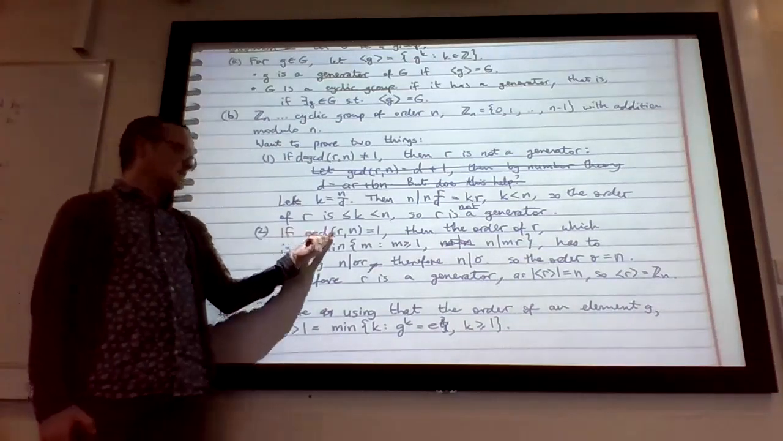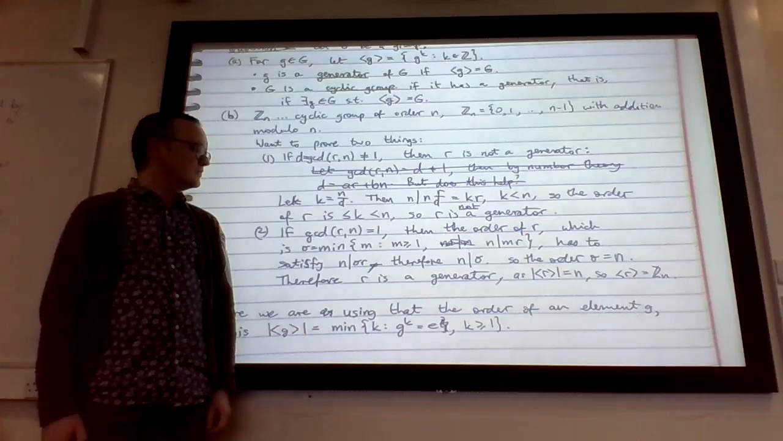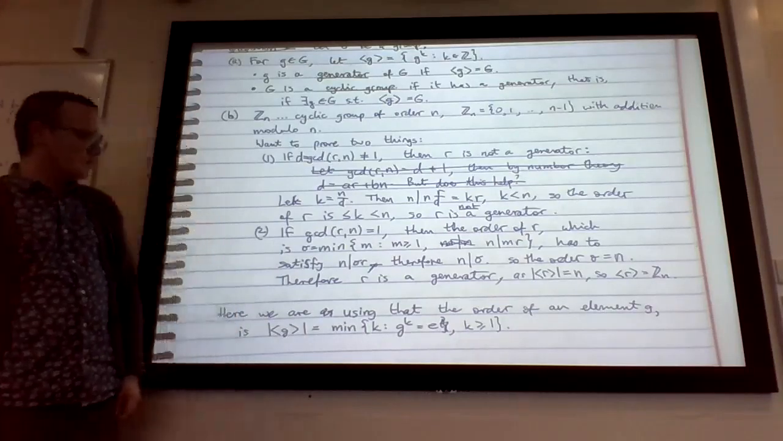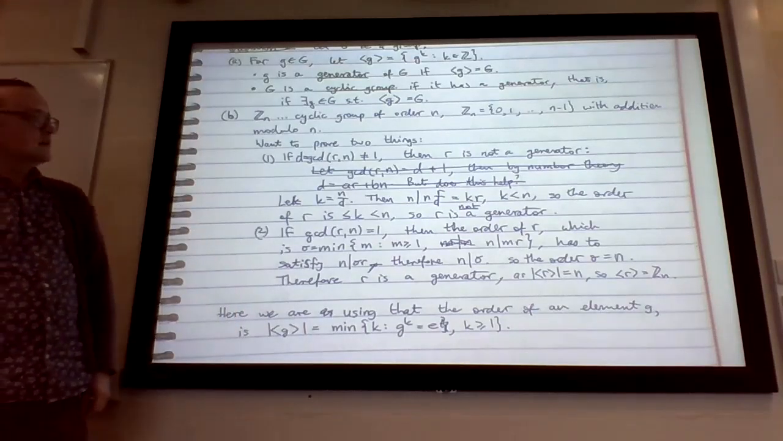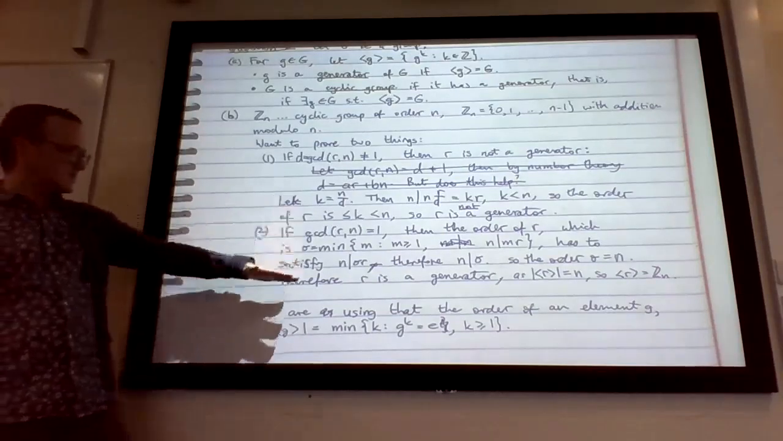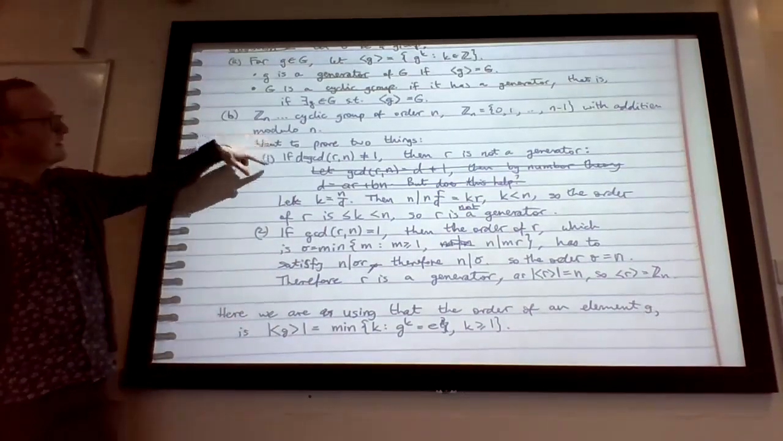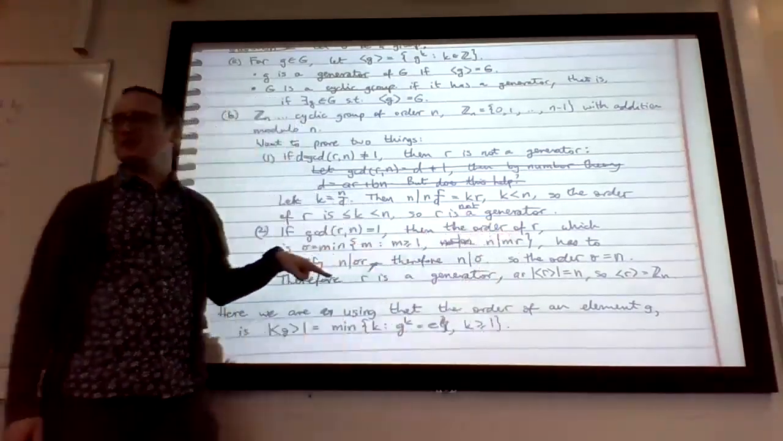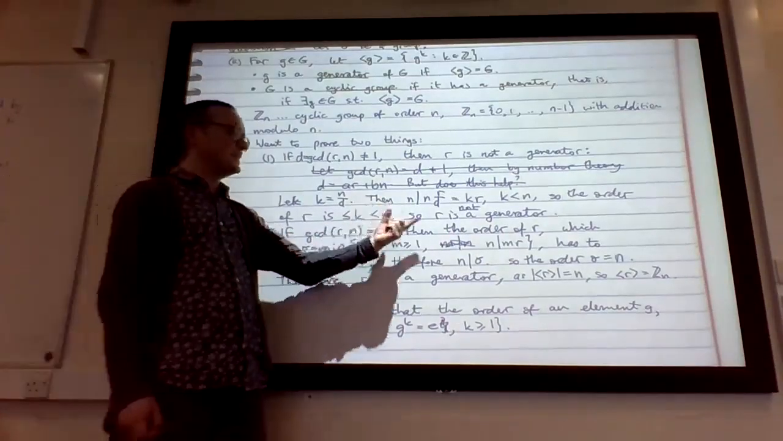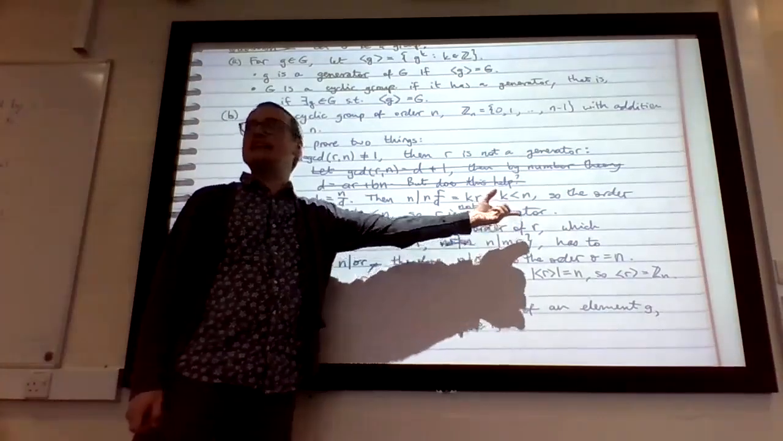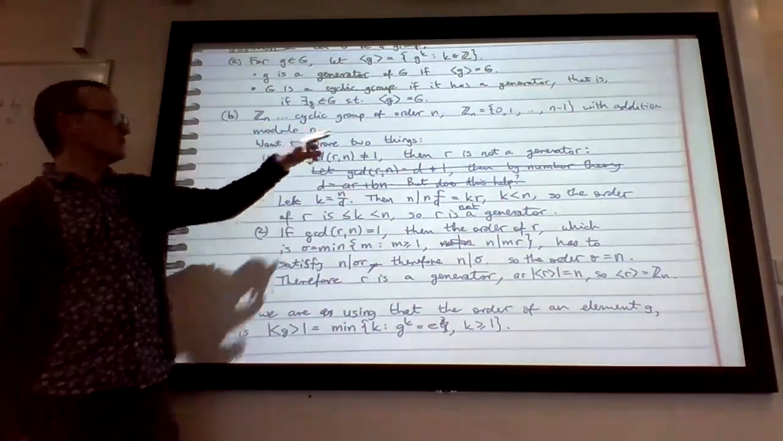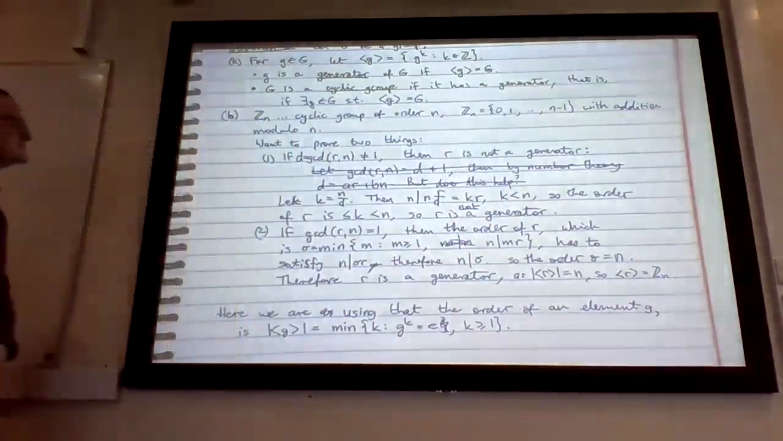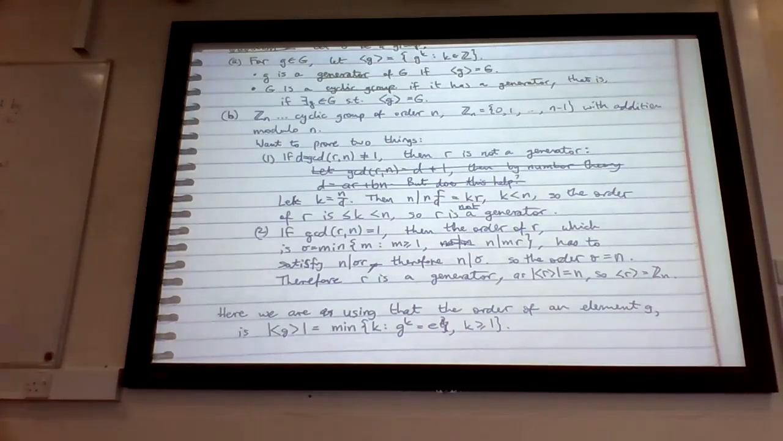Secondly, if it has gcd 1 with n, if they're co-prime, then the order of r has, okay, then he's going into the proof of it, but probably to mirror that, you maybe should have had the title of what you were going to prove. So he's going to prove if it's co-prime, then it has order n, r has order n, and therefore it must generate the whole group. So that's good to split up your argument like this. It's easier to present.